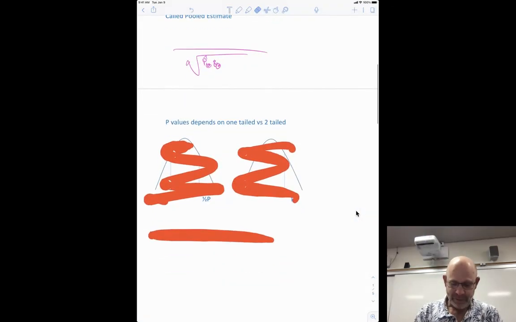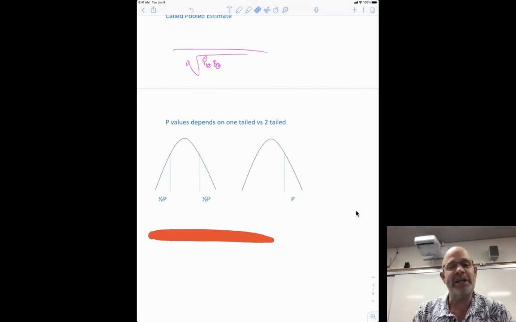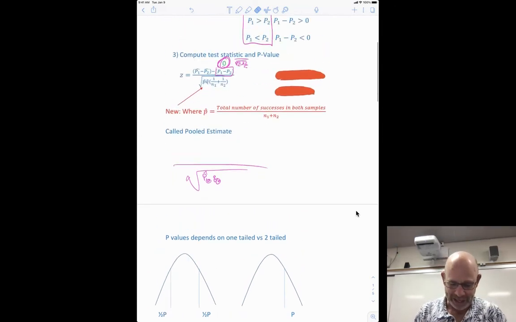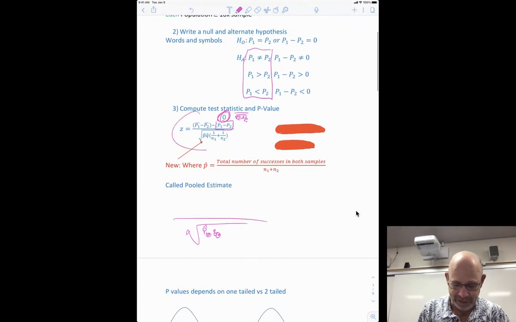After that, we find the test statistic. We find a p-value. The p-value, just like last time, nothing's going to change in the p-value. It depends on whether it's one-tailed or two-tailed. And then you write a conclusion. The only real big, gigantic difference is in the wording and in this little step right here of finding the test statistic, which we'll do in an example right now.